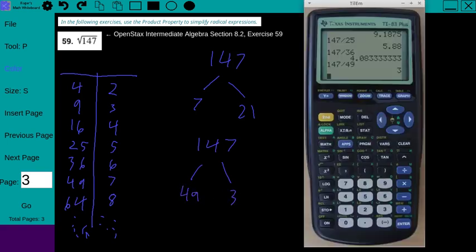Now, do we know that that's the highest one that we can pull out? Well, we're not sure yet. Let's keep trying. 147 divided by 8. No, not 8. I basically just made the mistake that a lot of students make. They start dividing by these numbers. It's not going to help you. It's not a perfect square. Divided by 64.